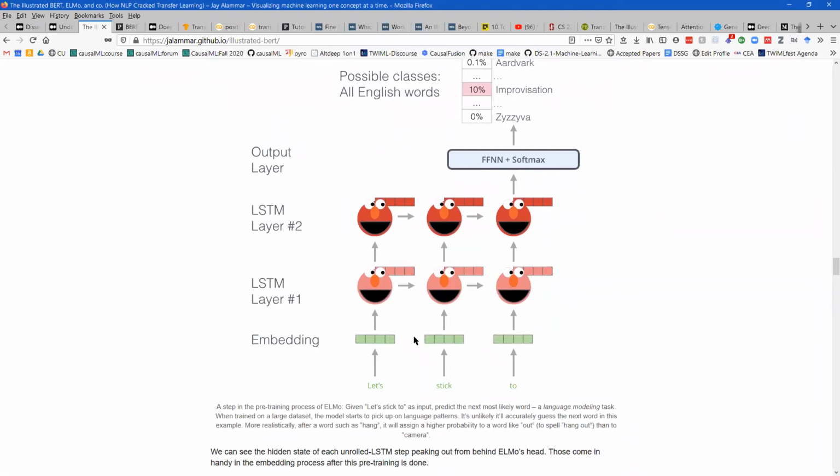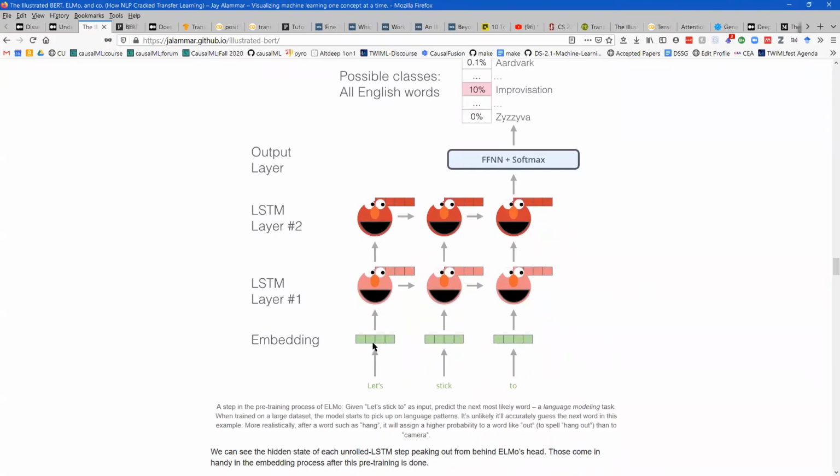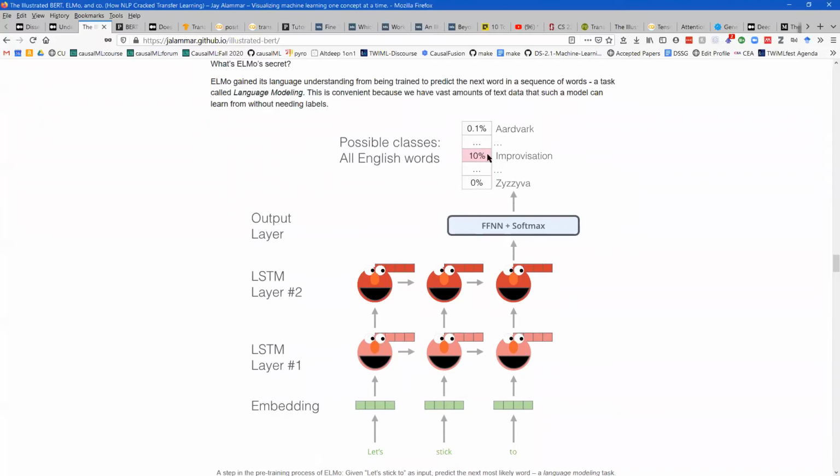So this shows the architecture of Elmo. It has two LSTM layers, and then these little things are the hidden layer outputs. These little things coming off Elmo's head are the hidden layers. And remember, in an LSTM, the hidden layer gets passed on to the next one. But I guess what he says is that they keep those hidden layers around because they come in handy later. So ordinary embeddings go in, and then out come sentence embeddings, or embeddings based on the sentence.